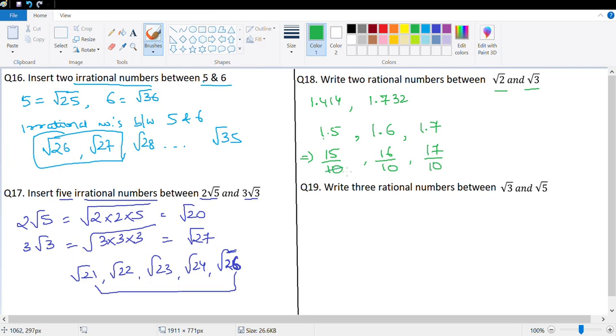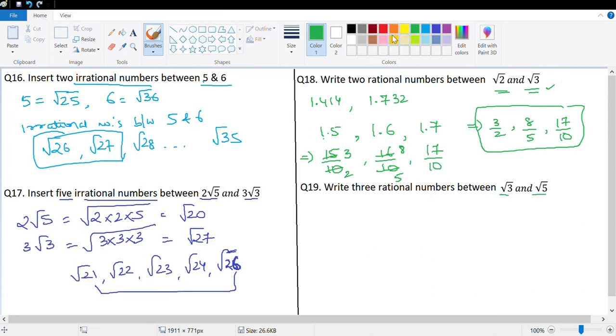This is 5 into 2, 5 into 3. So the rational numbers are 3 upon 2. Next, this is 2 into 5, 2 into 8. So this is 8 upon 5 and this is 17 upon 10. So I've inserted 3 rational numbers between root 2 and root 3. Next, 3 rational numbers between root 3 and root 5.